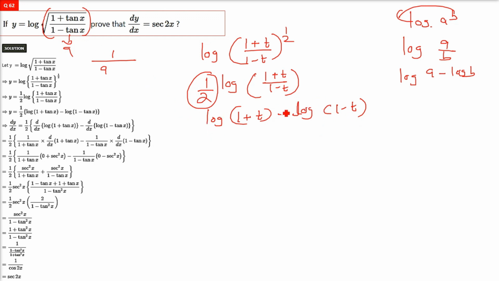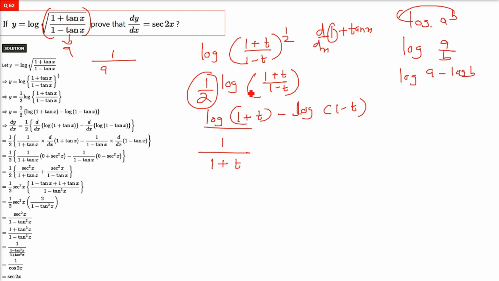Now we will differentiate. So we will differentiate d by dx of log 1 plus t and d by dx of log 1 minus t. Log x is 1 by x, so it will be 1 by 1 plus t. And what is the differentiation of 1 plus tan theta? The differentiation of tan theta is sec square theta.